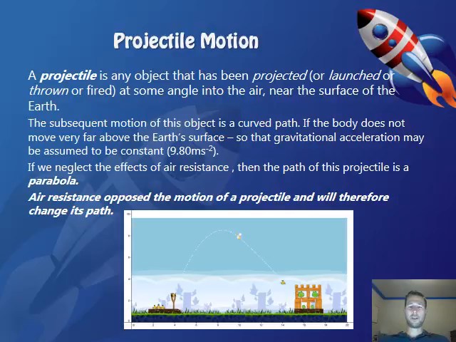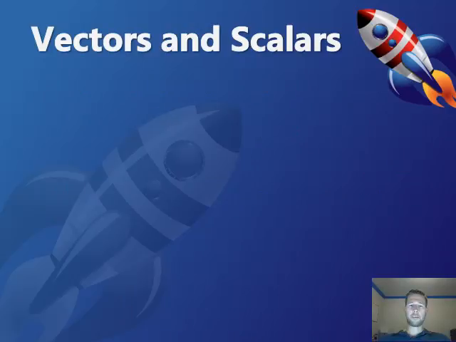Air resistance opposed to the motion of a projectile can occur, and this will change the flight of its path and the shape of its path. In most of the course that we're going to be looking at, we will neglect air resistance, but only discuss it at the end. So we'll continue with another definition.